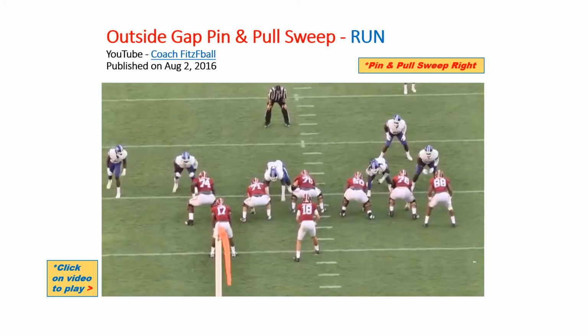Here's a film of it with Alabama running pin and pull to the right. You're going to see the backside guard has no run through, so he'll pull long around the horn too.